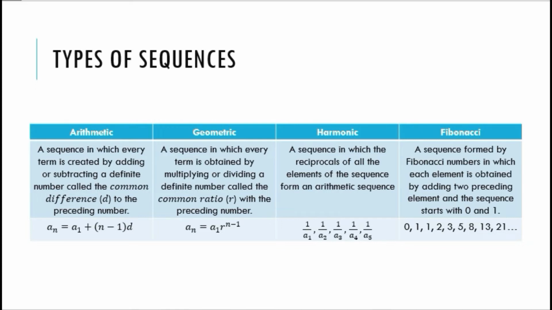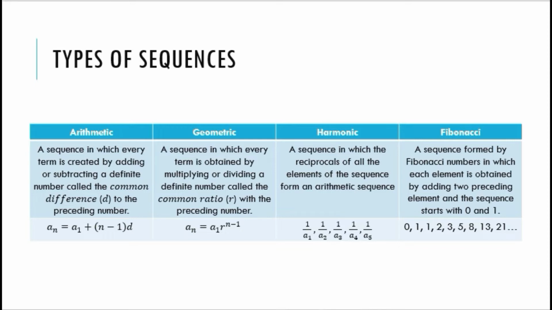Next up, we have the harmonic sequence. It is a sequence in which the reciprocals of all the elements of the sequence form an arithmetic sequence. The best known harmonic sequence, and the one typically meant when the harmonic sequence is mentioned, is 1, 1/2, 1/3, 1/4, and so on, whose corresponding arithmetic sequence is simply the counting numbers 1, 2, 3, 4, and so on in their reciprocal form. So that is basically the same with 1 over a sub 1, 1 over a sub 2, and so on.